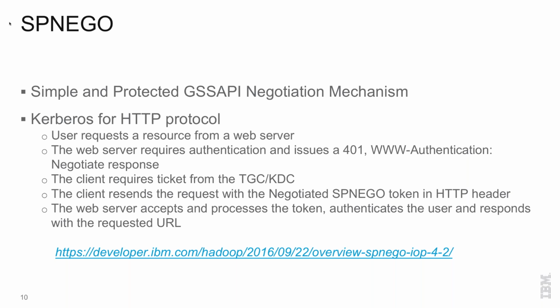then the web server will accept this, decode the SPNEGO token, and authenticate the user, because the SPNEGO token contains a Kerberos ticket and the authenticated user, and then it just responds with the normal response to the request URL. Again, for the detail, you can see the blogs on our IBM developer site.